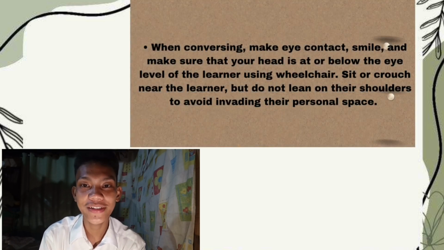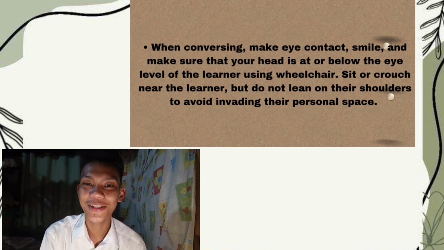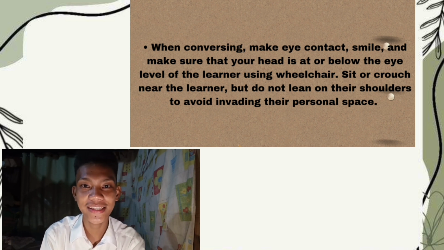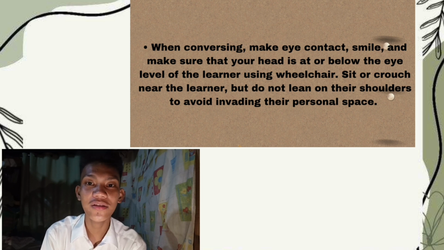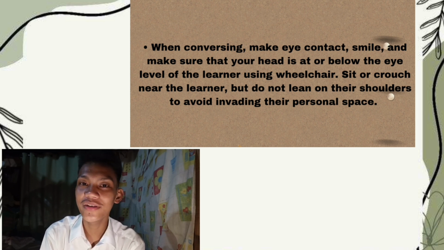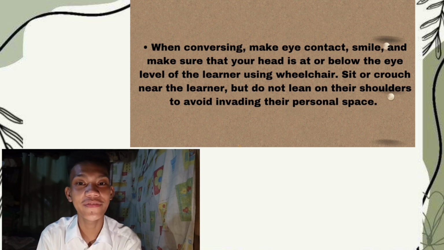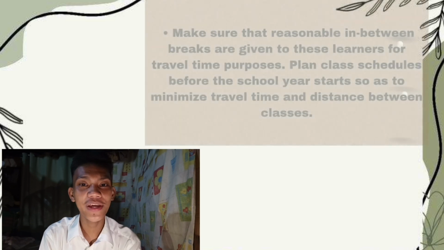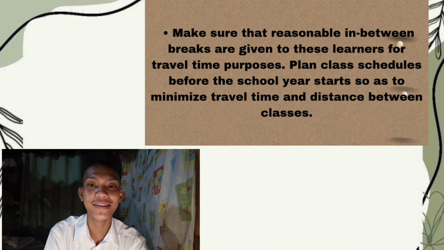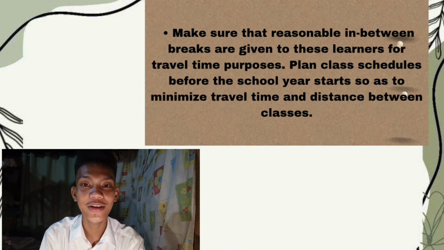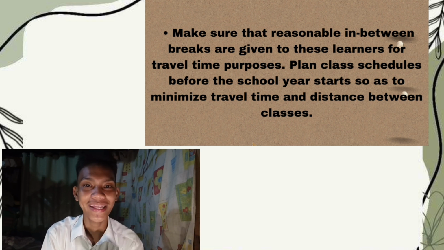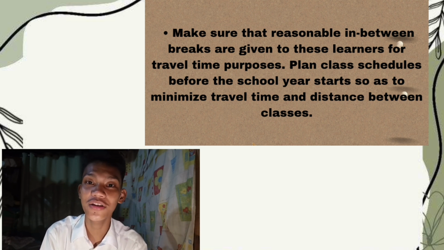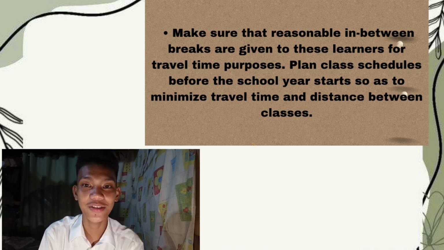Next, when conversing, make eye contact, smile, and make sure that your head is at or below the eye level of the learner using a wheelchair. Sit or crouch near the learner, but do not lean on their shoulders to avoid invading their personal space. Next, we have to make sure that reasonable in-between breaks are given to these learners for travel time purposes. Plan class schedules before the school year starts so as to minimize travel time and distance between classes.